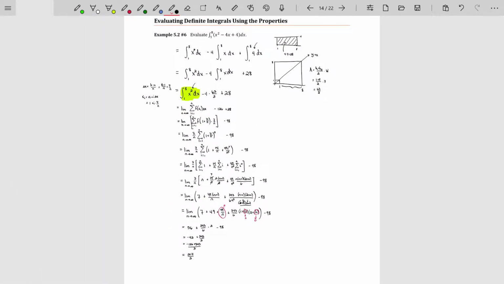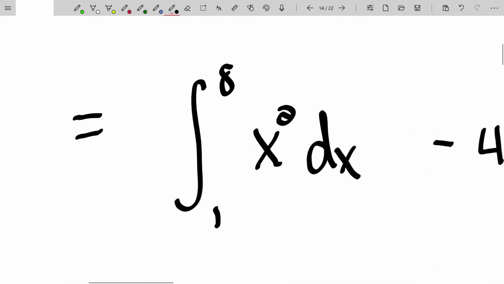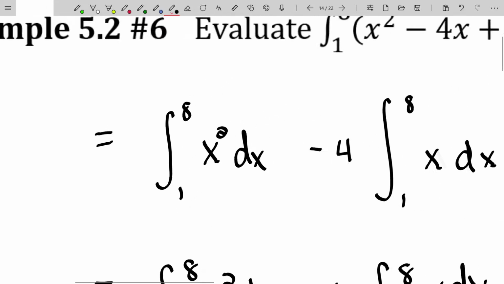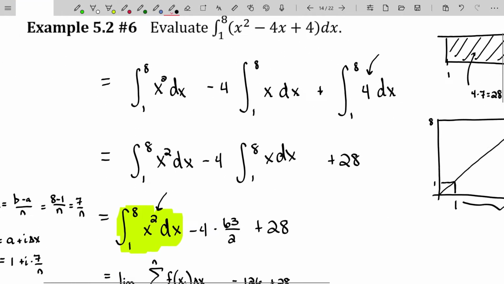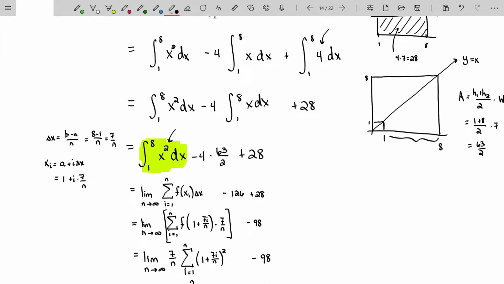Lots of work, right? Actually, most of the work was caused because we couldn't use geometry. That's a very important point to make. Most of the work within this problem was done on that definite integral from 1 to 8 of x squared, because we could not use simple geometry to figure out what that area was. Everything else was pretty quick. We were actually done with everything else by the third line, but that silly x squared got in the way.